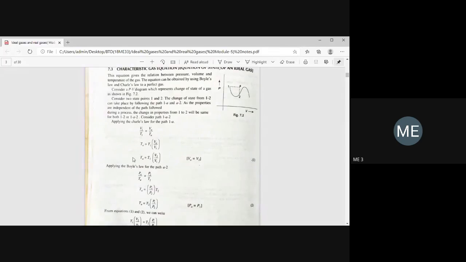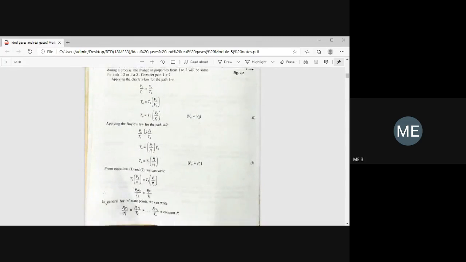So TA equals T1 into V2 by V1, or VA equals V2. Now we have to apply the gas law, keeping the volume constant. We are going to consider the process A2. So PA by TA equals P2 by T2. Just as we wrote the equation for process 1A, we can write the expression for the process A2.